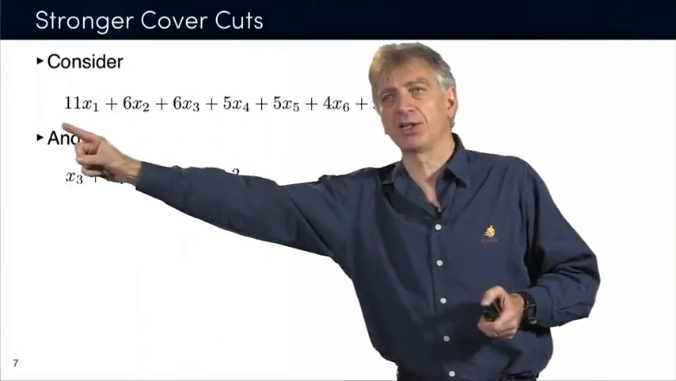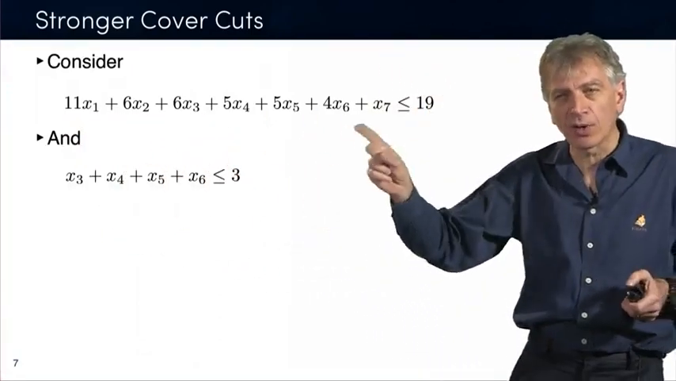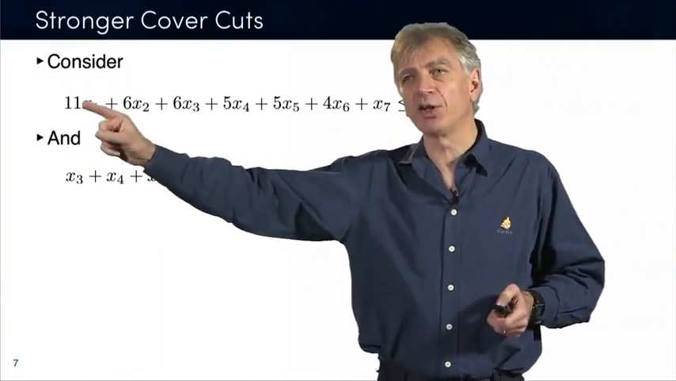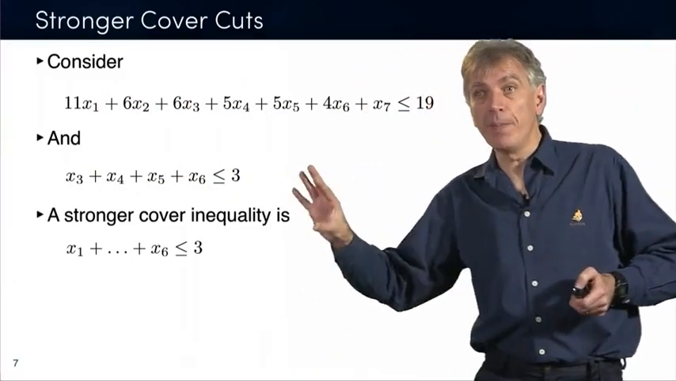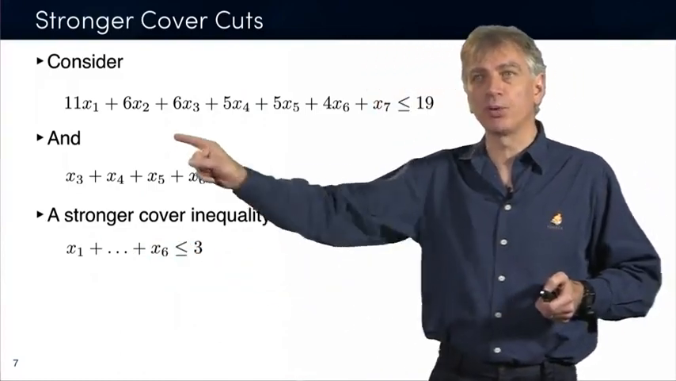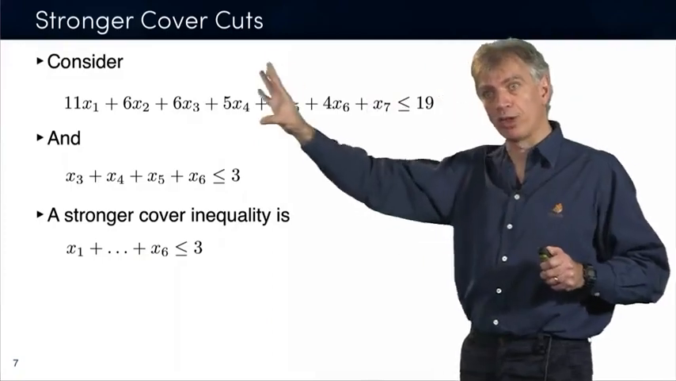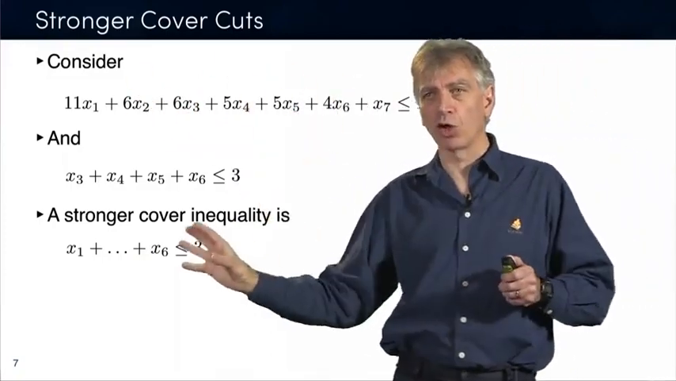So you see the cover cut that we have seen. We had the cut which is x3, x4, x5, and x6 has to be smaller or equal to 3. You see that the coefficients of x1 and x2 are greater than all these coefficients. So you make the cut stronger by adding x1 and x2 to this. If the coefficients were weaker, it would not be as strong. But here the coefficients are always at least as strong as the coefficients of the other ones. So that's the stronger cover.